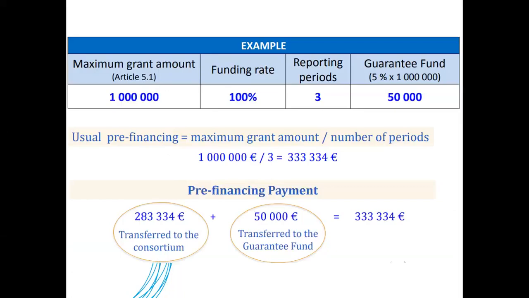Just to give you an example here, let's say we have a grant of 1 million euros. Here the funding rate is 100%, and we have 3 reporting periods for this project. So 5% would be 50,000 euros. This will be the guarantee fund. So the 1 million euros divided by 3 comes to 333,000. And this will be your pre-financing. But of course, from this, you have to deduct the 50,000 of the guarantee fund. So here, in this example, the pre-financing will amount to 283,000 euros.